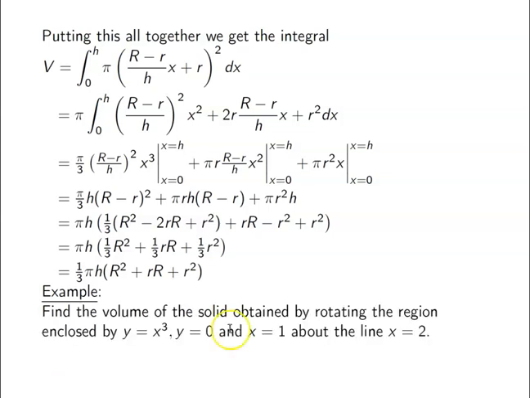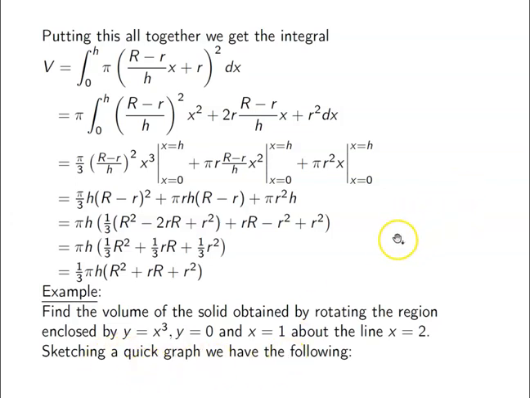All right, so we want to find the volume of the solid that is obtained by rotating the region enclosed by y equals x cubed, y equals 0, and x equals 1 about the line x equals 2. So this is much more complicated. So sketching a quick graph, we'll have the following.